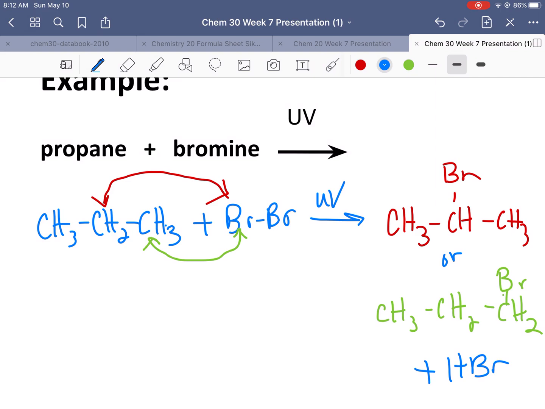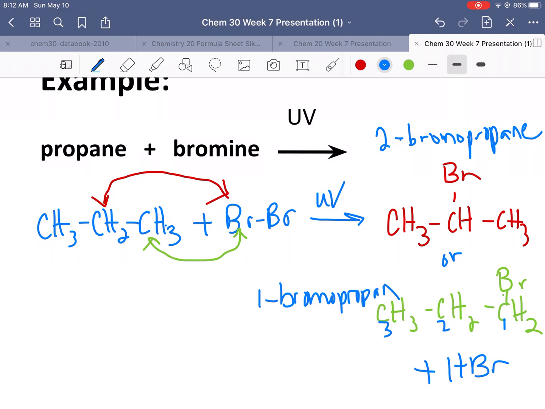The red one is going to be named 2-bromopropane. And my green one here is going to be named, it's on the first carbon. Think about how the numbering goes, 1, 2, 3. Always make the branches the lowest numbers. So this will be 1-bromopropane. You still have to name the hydrogen bromide.